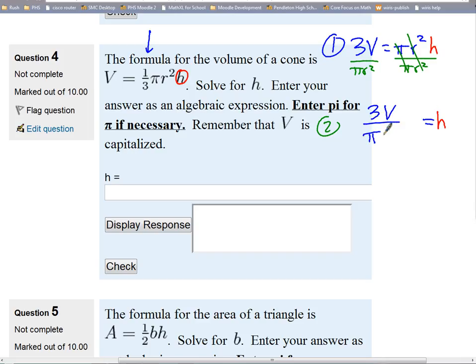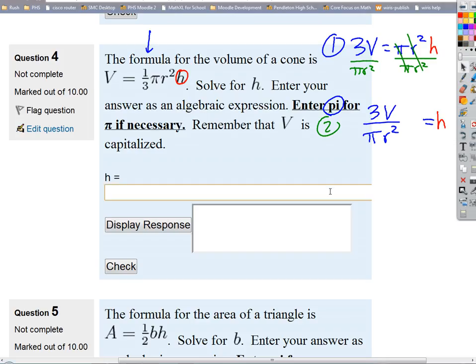3v over pi r squared. And notice what it says. It says enter pi. I'm just going to write pi for pi in my answer. But now if I try to put that in, how would I write that then? If I've got 3v divided by pi r squared. And I have to capitalize the v, it says.